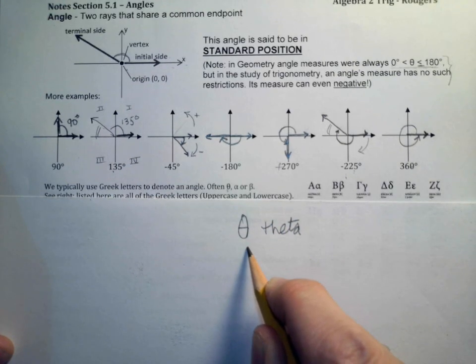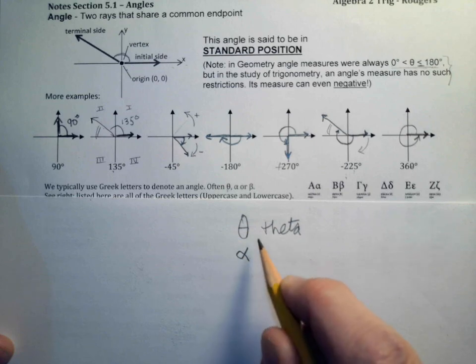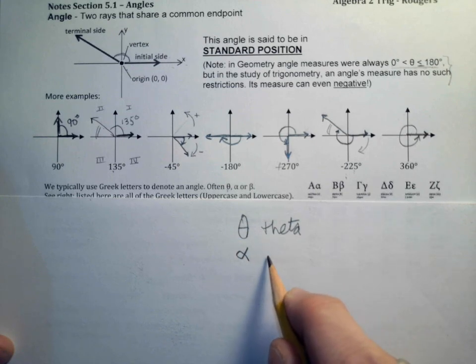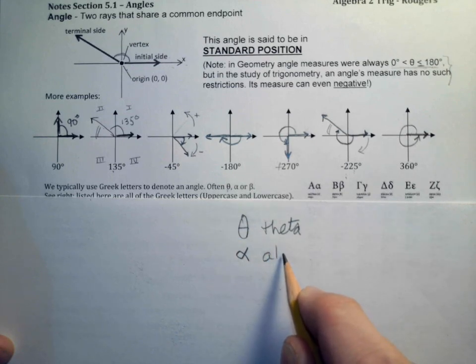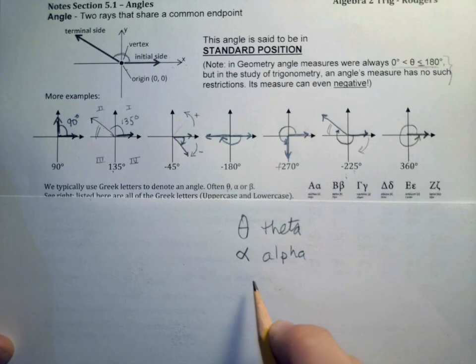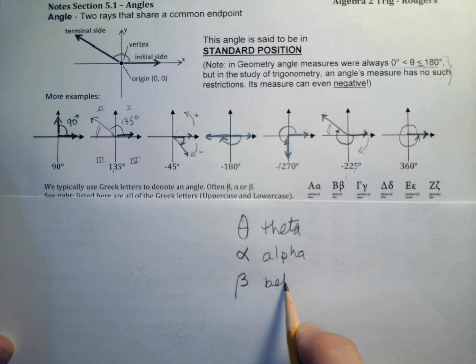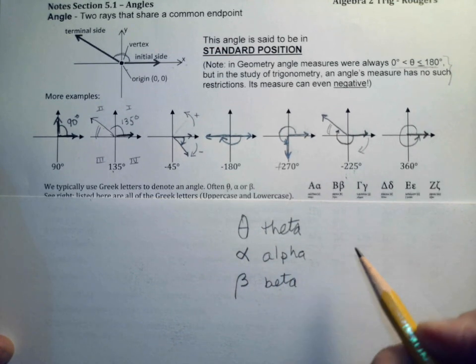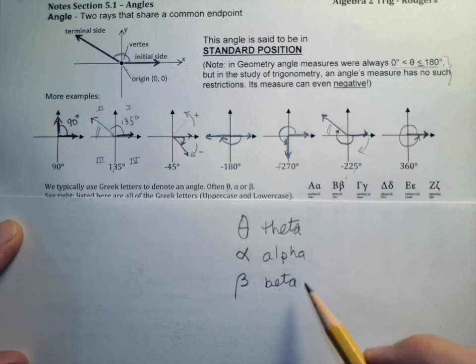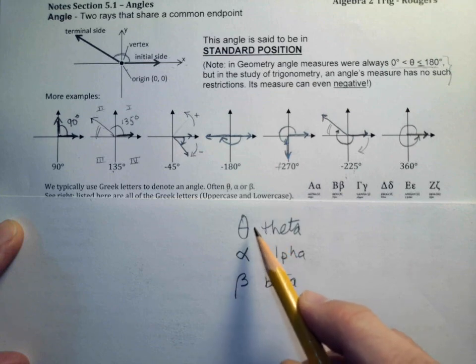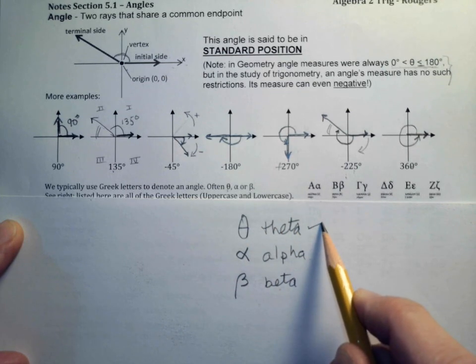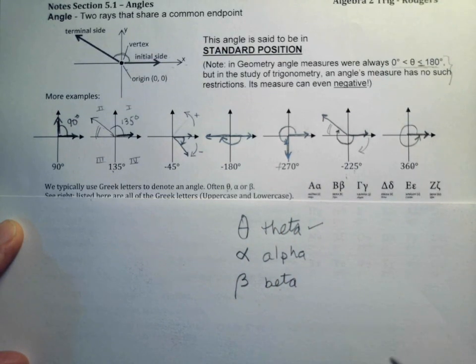Okay, and then we have this thing that kind of looks like a fish or almost an A. That is alpha. And then sort of a scripted B with a little tail, that's beta. Okay, so alpha, beta, those are the first two letters of the Greek alphabet. And then theta, we often use for the measure of an angle or for an angle.